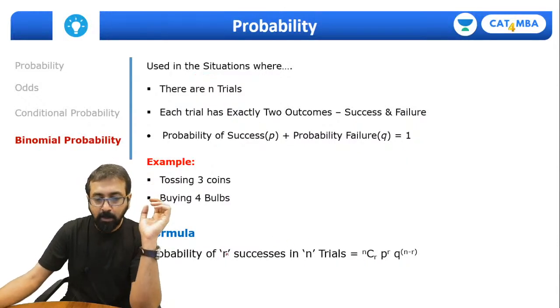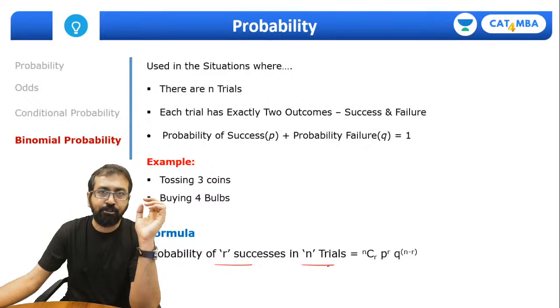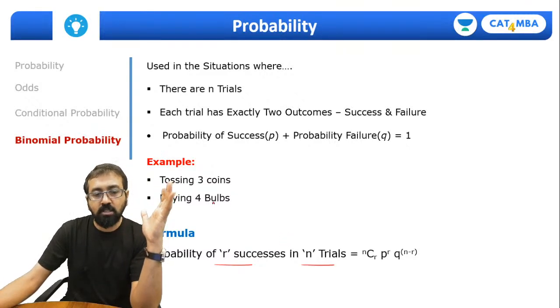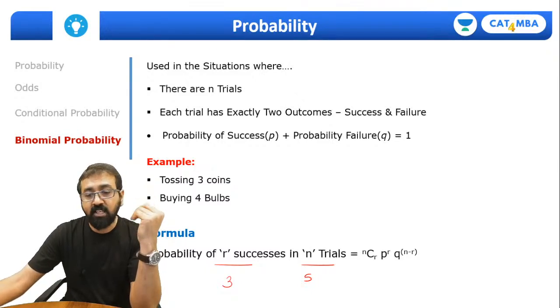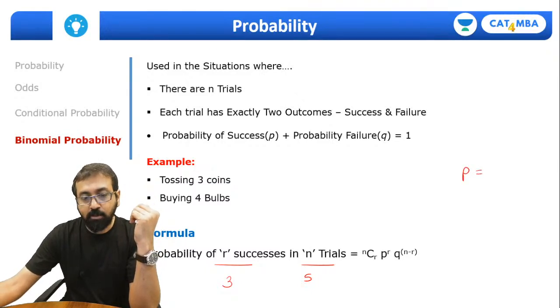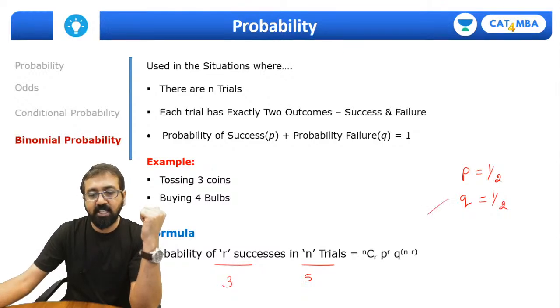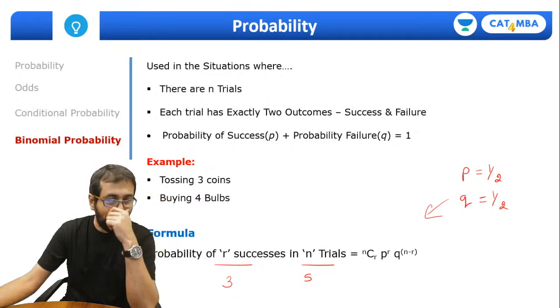Everyone, probability of r successes in n trials. If I toss 5 coins, my n will be 5. I want 3 heads, so r will be 3. And what is p? The probability of getting head is 1 by 2. So what will be q? It will be 1 minus 1 by 2, that is 1 by 2. So you just plug in these values and you will get the answer.